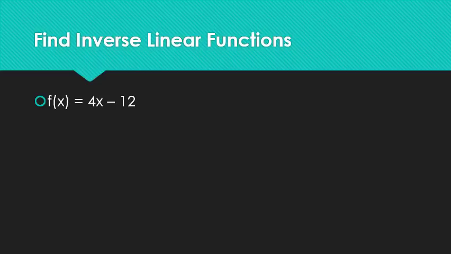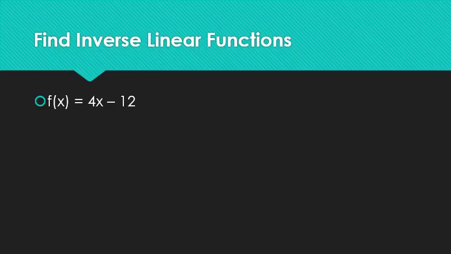One, we have a function notation. The first step is to replace f of x with y. Then we swap the x's and y's. Third step is to solve for y. And then the fourth and final step is to write it in inverse function notation.